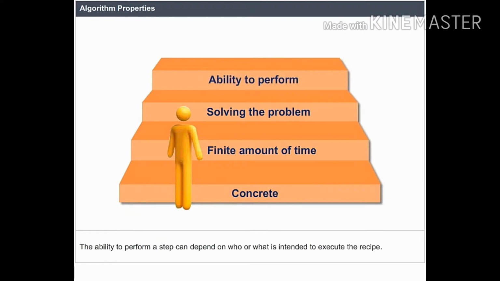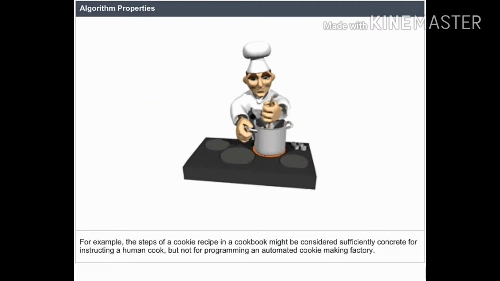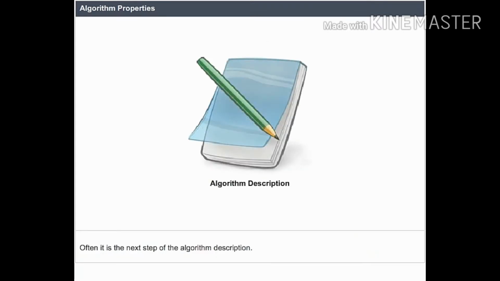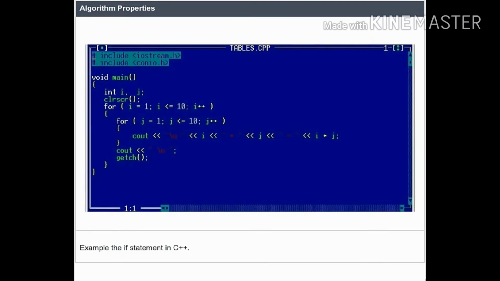The ability to perform a step can depend on who or what is intended to execute the recipe. For example, the steps of a cookie recipe in a cookbook might be considered sufficiently concrete for instructing a human cook, but not for programming an automated cookie-making factory. Often, it is the next step of the algorithm description. Selection is normally a part of any language for describing algorithms. Example, the if statement in C++.